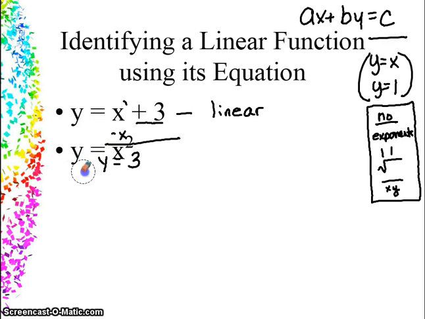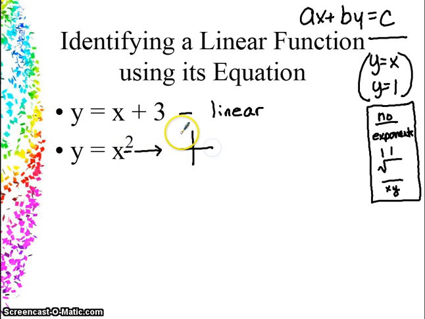Now, let's look at another example. We have y equals x squared. Go through our no list. If it's linear, it can have no exponents. Well, there's a problem because there we see the square. And you can also think about your parent graph, which makes this U-shaped. So it is a function because it passed the vertical line test, but it's not linear because it's not a straight line. So it's a nonlinear function.